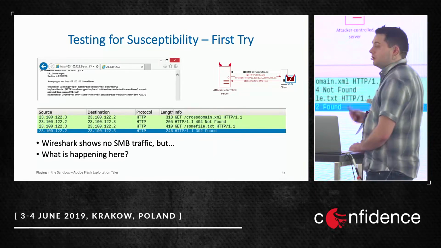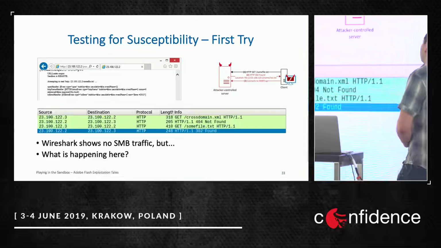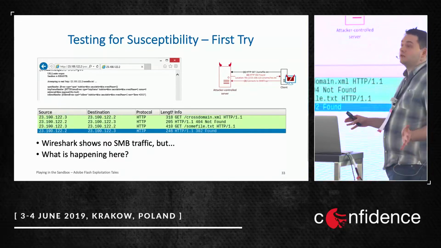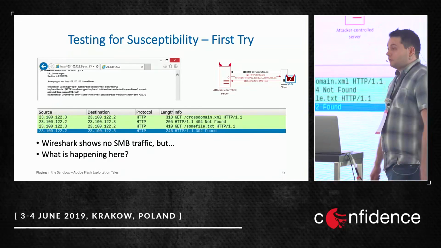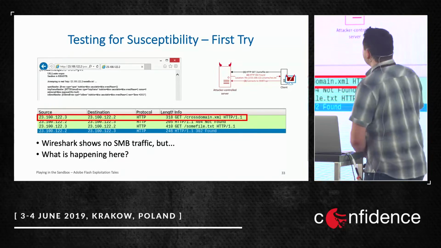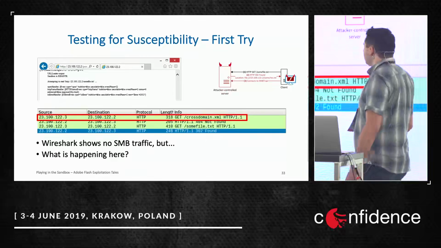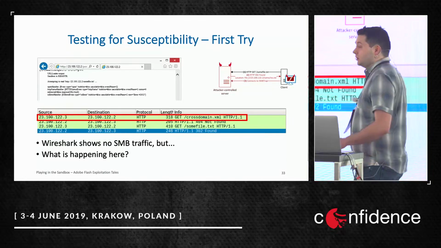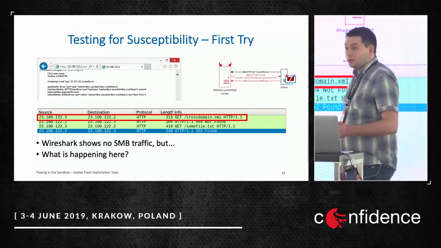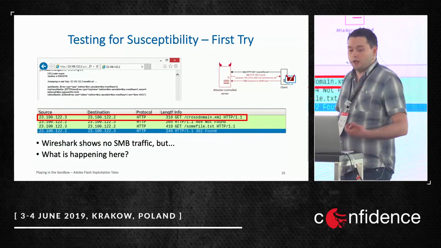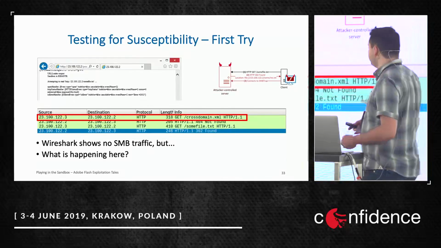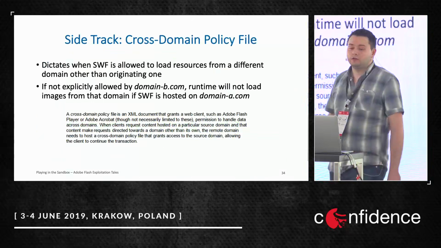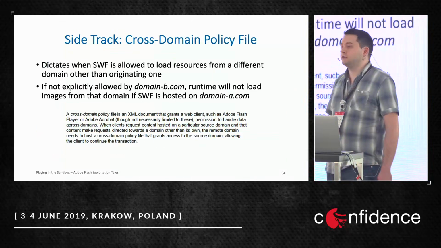Here's a Wireshark trace, and we can see that while the Flash application is actually doing a request, there's no SMB traffic in there. But there are some other interesting things, like this thing on top. It says there's a GET request for a file called crossdomain.xml. This is pretty interesting because I didn't program my Flash application to do that. So it turns out that this crossdomain.xml is a reference to what is called the cross-domain policy file.